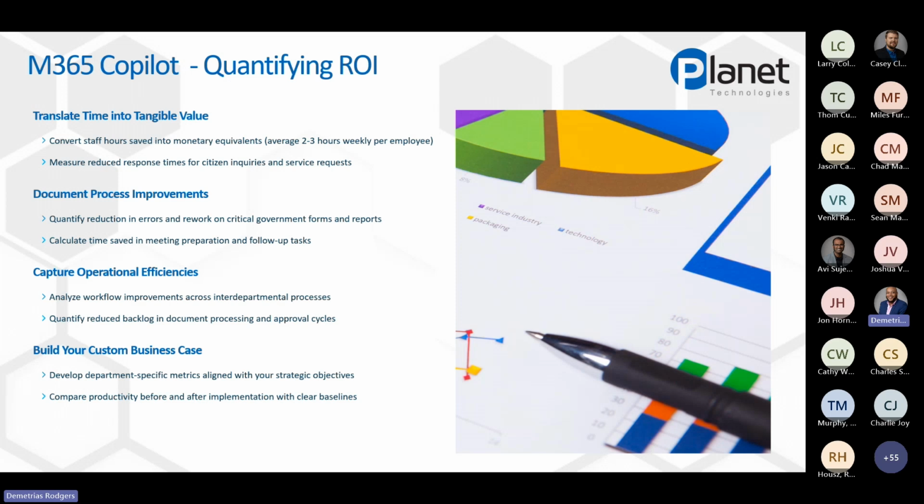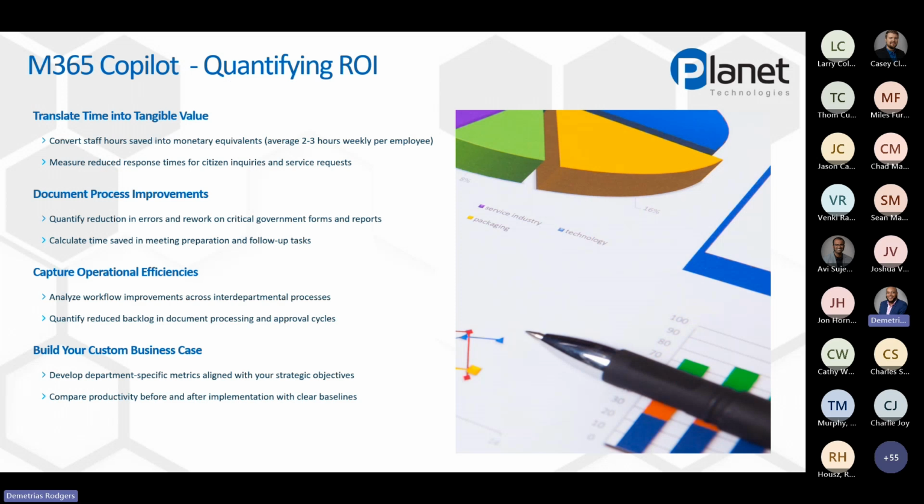I know a lot of people talk about value and they talk about cost in terms of return on value. Time is actually tangible value, and being able to measure that shows you how you can save time with Copilot per employee, and helps you document your process improvement. How do you capture operational efficiencies, being able to quantify the time it takes in different areas, in terms of backlogs of document processing or approval cycles, as well as being able to work across departments, and then building those business cases out, right?